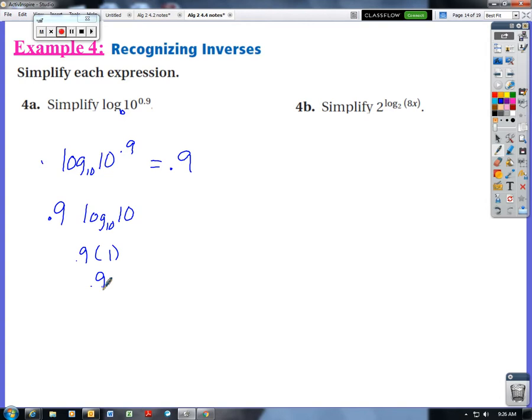So if you notice and recognize the property, which hopefully you will, you can just go directly to the answer right away. And on this one, it's the same deal. You can notice right away that 2 raised to log base 2 cancels out, and you just get 8x.